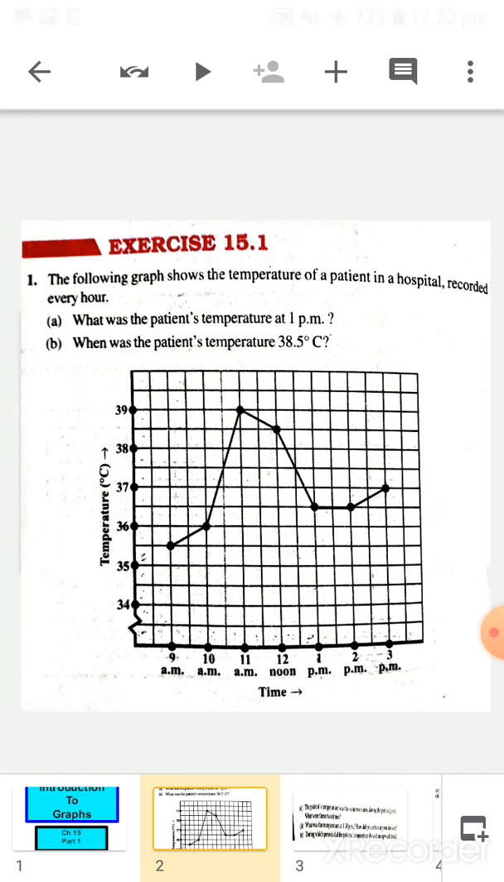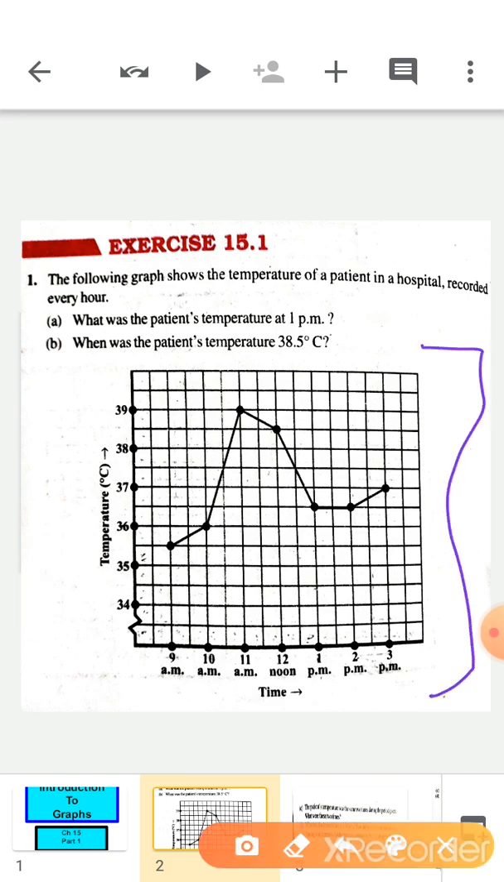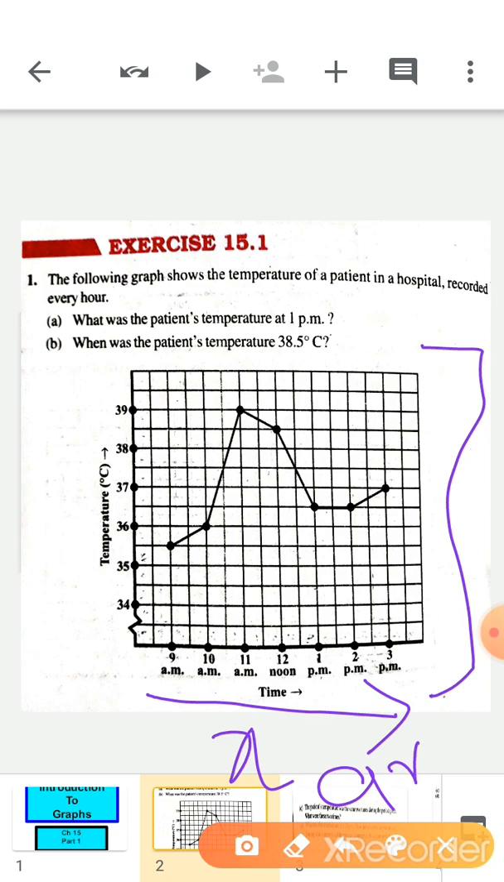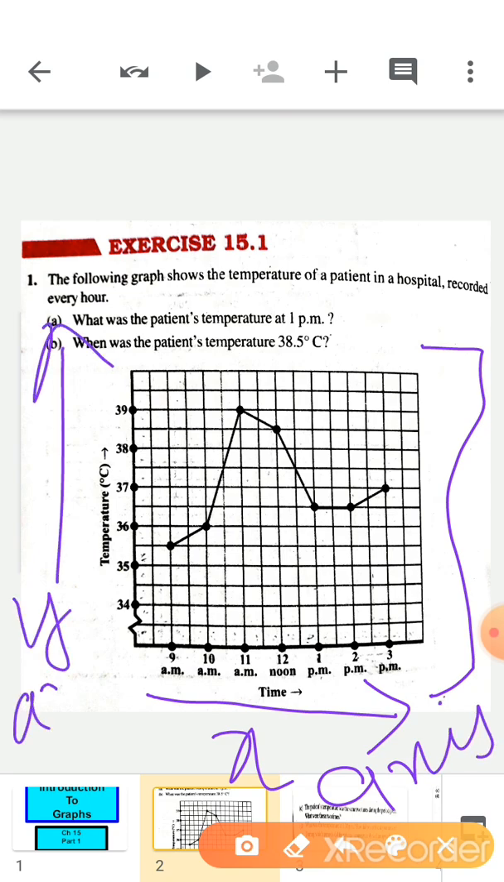Okay, so like this graph is given to you, you have to observe this graph and we need to answer the following question based on that. What was the patient's temperature at 1 p.m.? See, this is the x-axis and this is the y-axis. Okay, so this x-axis is time and the y-axis represents temperature. So what was the patient's temperature at 1 p.m.?